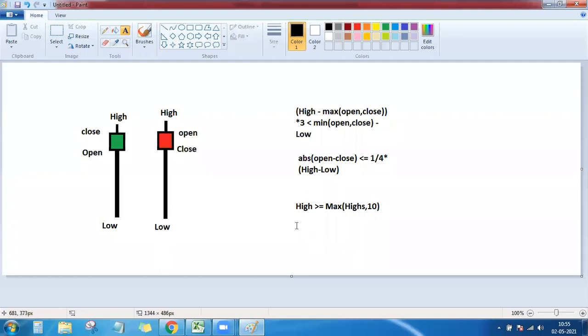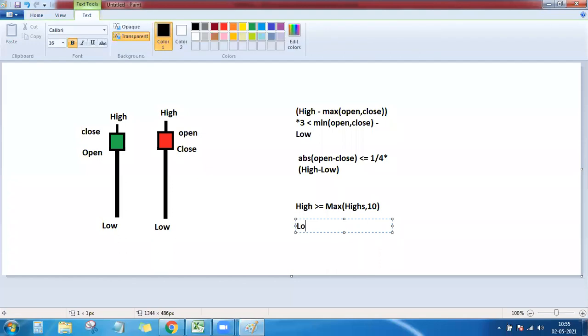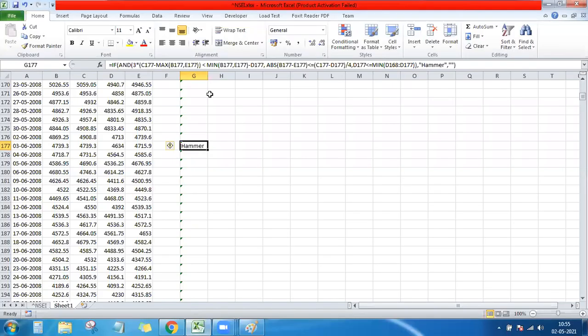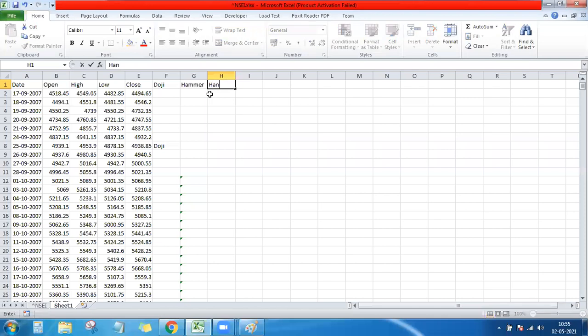You can even add the low condition also. The current low of the candle should be greater than or equal to the maximum of lows of the past 10 candles. So high and low both are higher. It would be a rare condition that both these conditions would be met, so as of now, we'll depend only on this high condition. So we are now talking about the hanging man pattern.